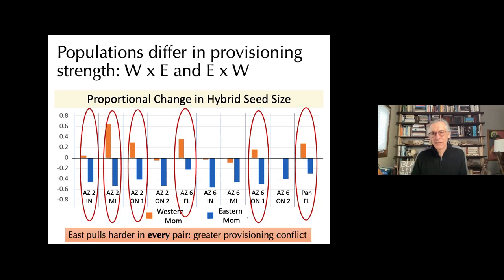So we have this difference in seed size depending on crossing direction. If east is the father, then the seed size is abnormally large when crossed to the west. If west is the father, then the seed size is abnormally small when crossed to the east because the west is weak. And this happens over and over and over. So we see this pattern.